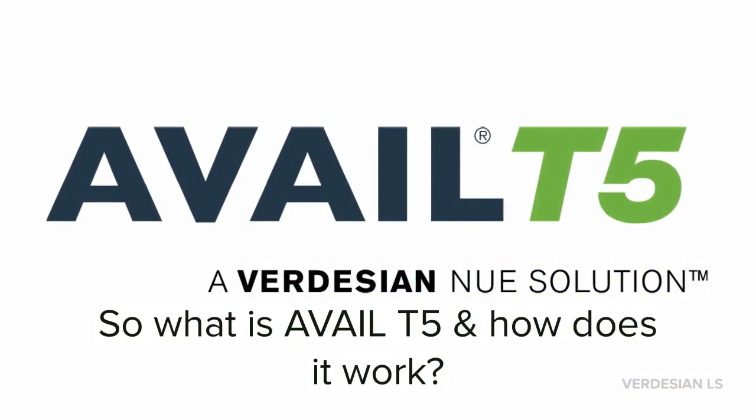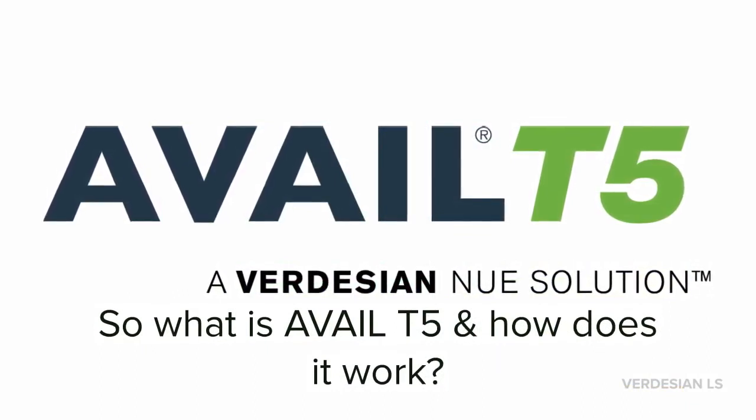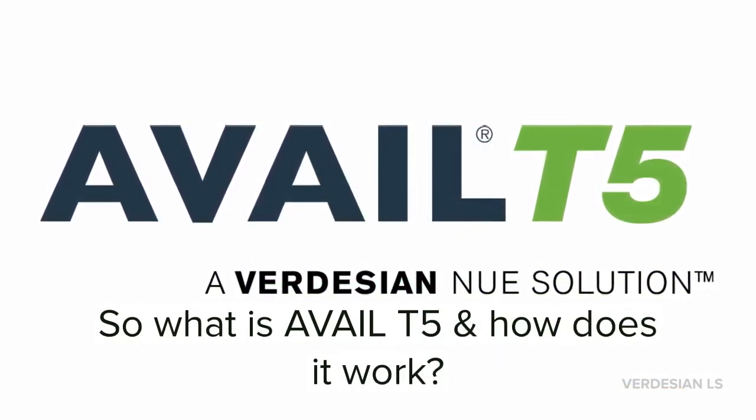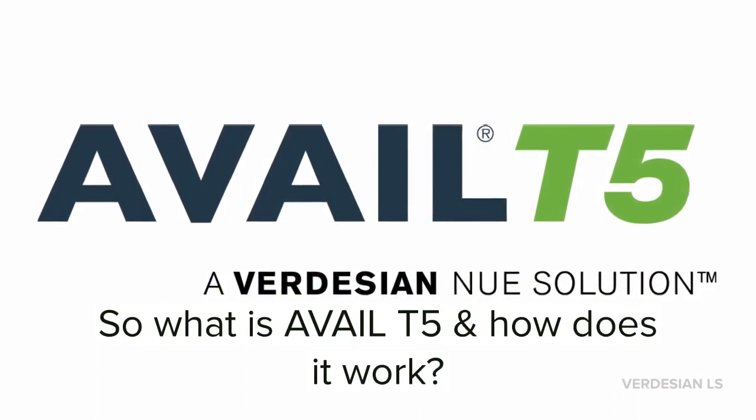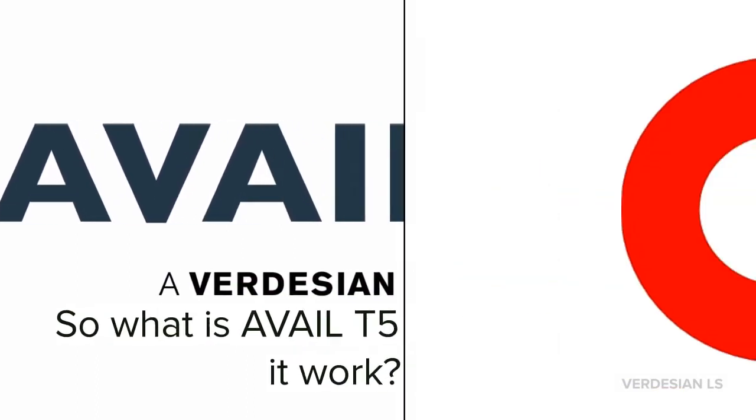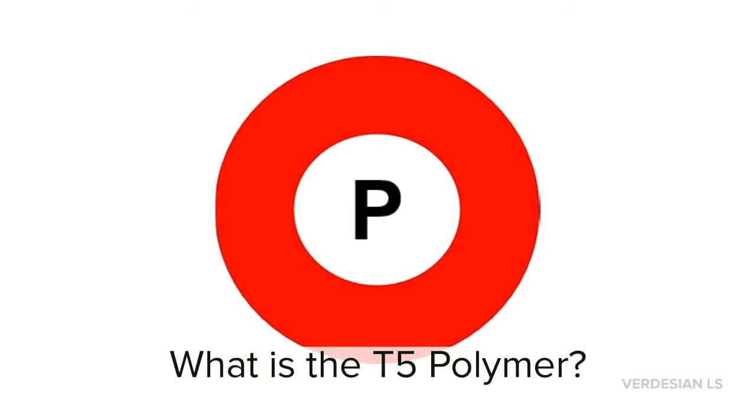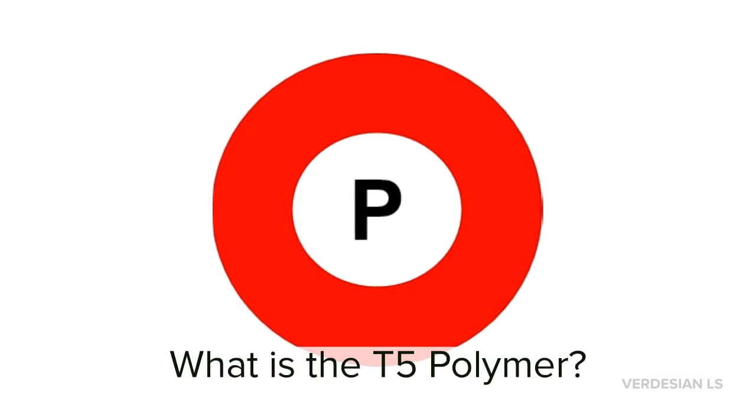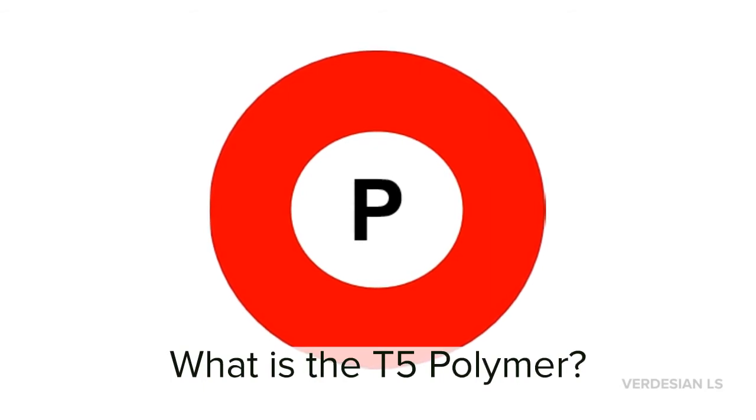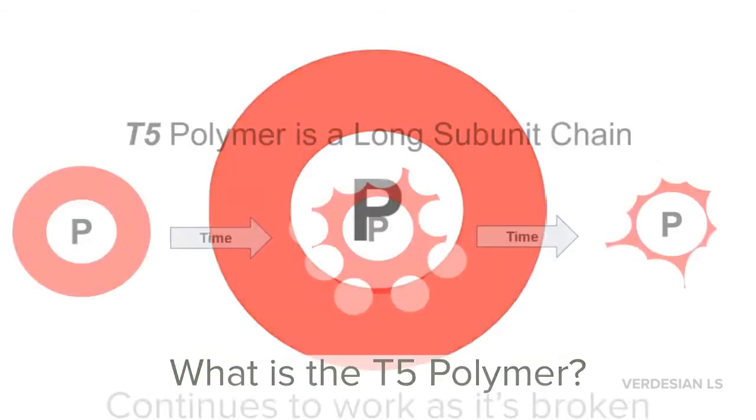The best way to protect our investment with our phosphorus fertilizers is using a stabilizer like AVAIL T5. So what is AVAIL T5 and how does it work? The T5 polymer is a tetrapolymer, which is a long subunit chain with 5% sulfonate. It's a highly active soluble macromolecule polymer that's extremely negatively charged. It's so negatively charged that it's 4 times that of humic acid.